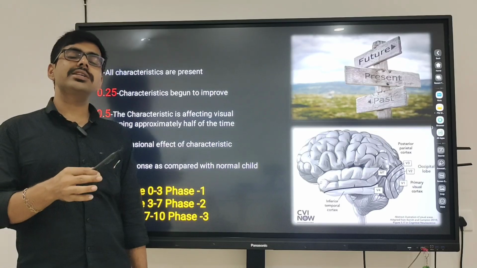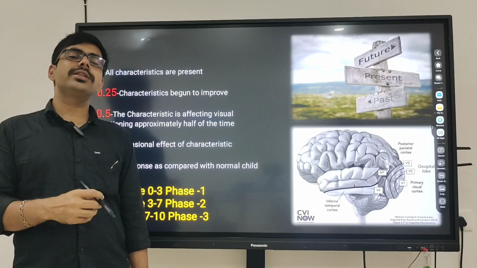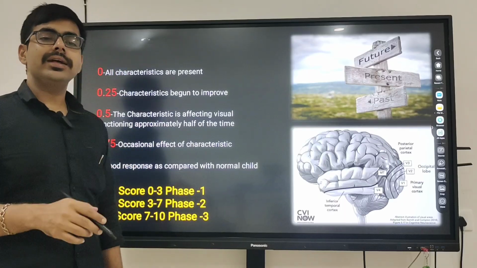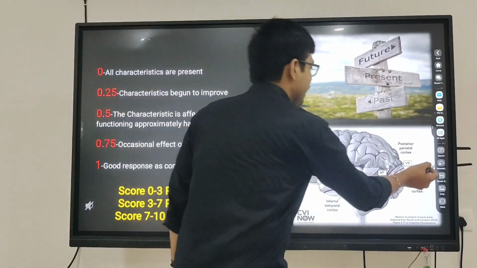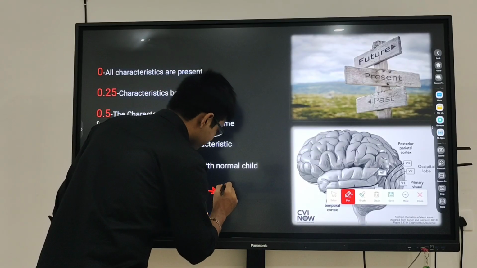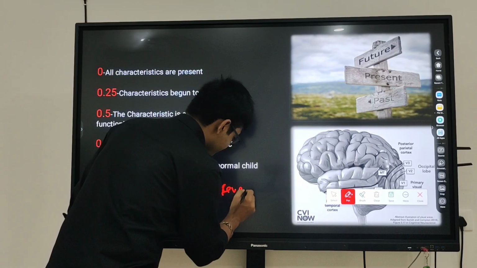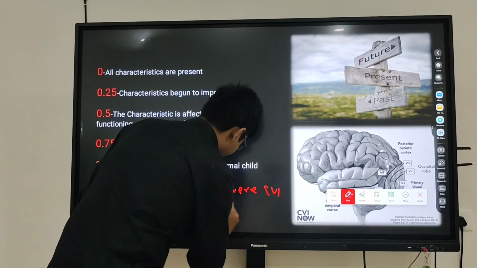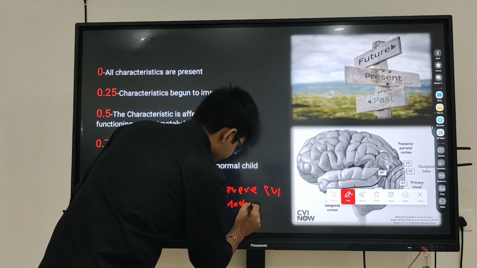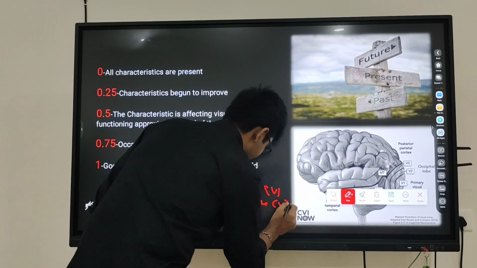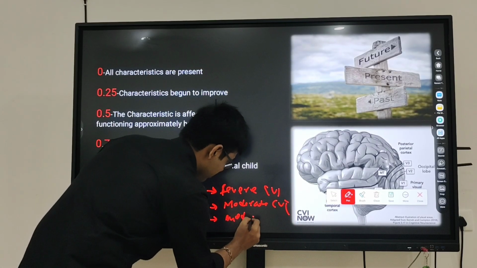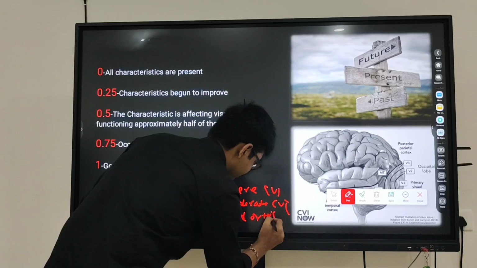Now we are going to discuss how to grade it, how we will know if this child has severe CVI rather than mild or moderate CVI. This is phase 1. Phase 1 is severe CVI, then moderate CVI, and last is mild or high functioning CVI.